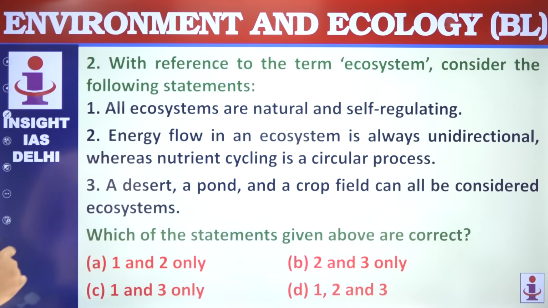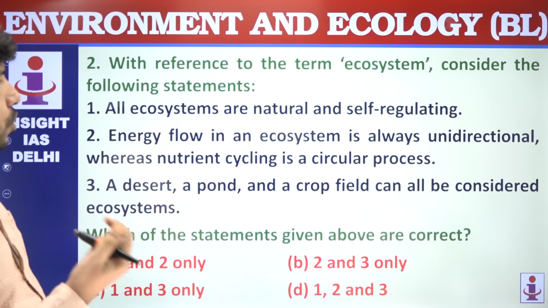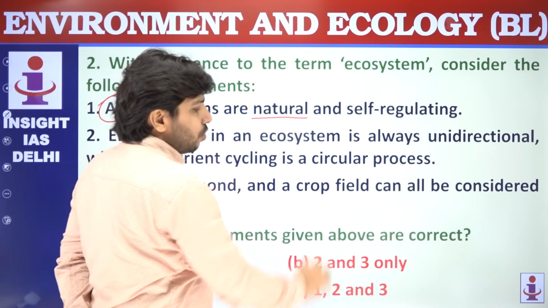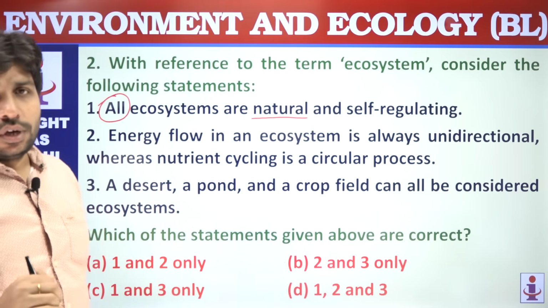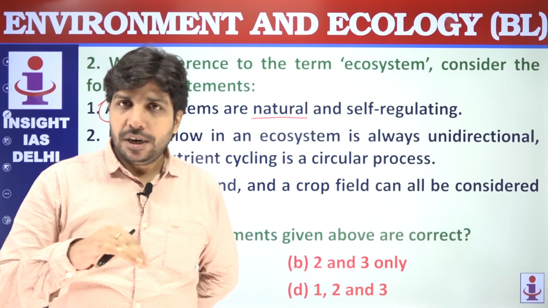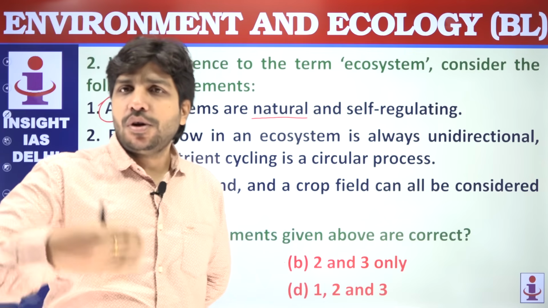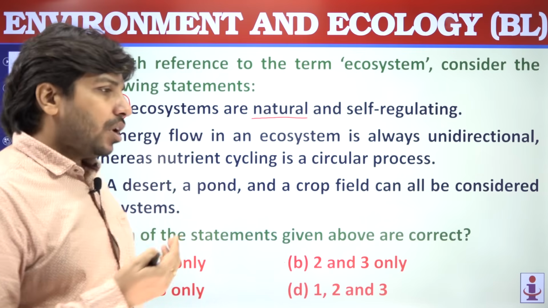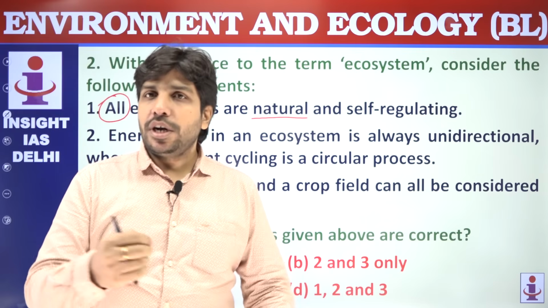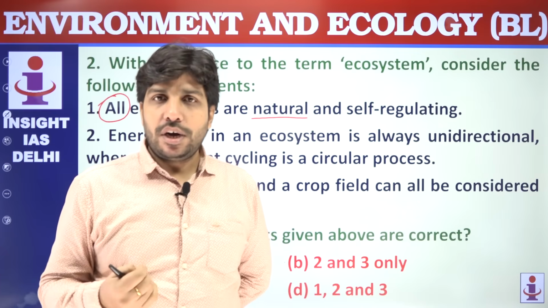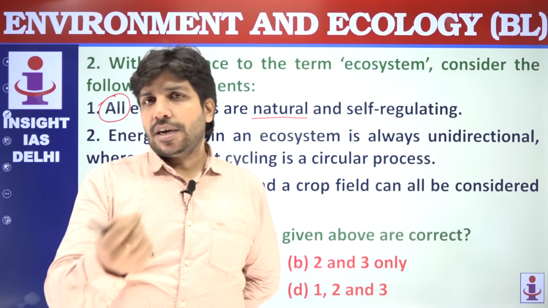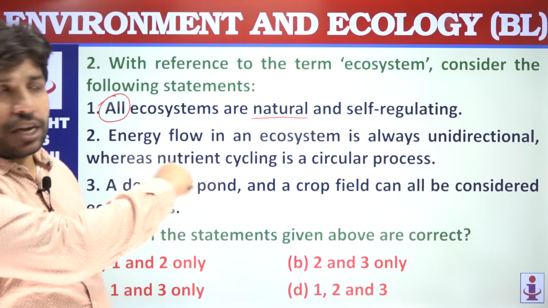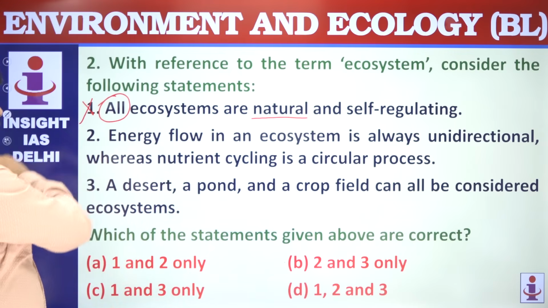Then we have another question. This is again on ecosystem. All ecosystems are natural and self-regulating? No, this is not always true. There can be ecosystems which are man-made. It is not necessary that all the ecosystems are natural. There can be man-made ecosystems. For example, even if you are making a pond in your home, in your lawn area, that also becomes an ecosystem, and that is an ecosystem made by you. So ecosystems are not necessarily always natural. So first statement is not correct.